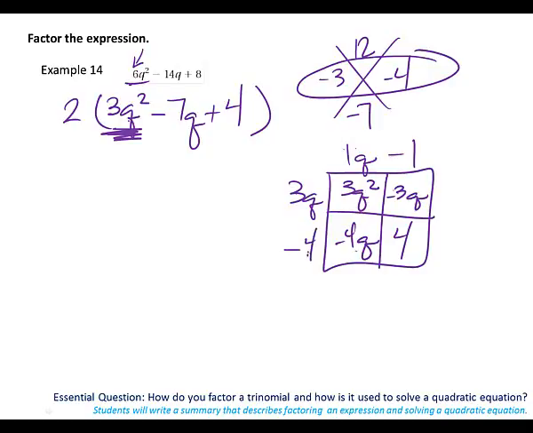Negative 4. Check it. Negative 4 times negative 1 is 4. It works out. So I've got q minus 1 times 3q minus 1. What did I miss? You have to put this square. Huge mistake that's usually made. We forget that we pulled that 2 out and we forget to write the greatest common factor down. That's probably the biggest mistake on this kind of problem on the test. So always make sure you drop it.